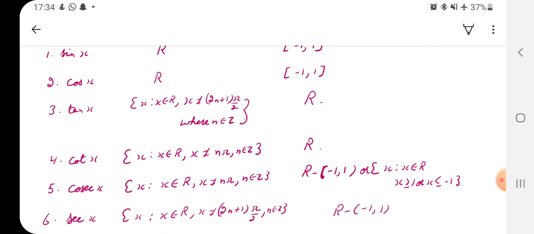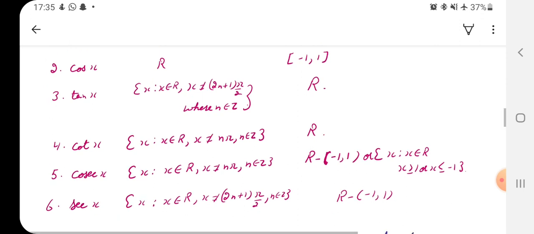Now cot x. Cot x domain is, first of all, cot x is cos x by sin x. If it is cos x by sin x, the denominator can't be 0. So if it can't be 0, take it as 0 and exclude those points from the domain. So you will get your domain: x belongs to real numbers, all the real numbers except x equal to n pi, because sin x is 0 implies x is equal to n pi.